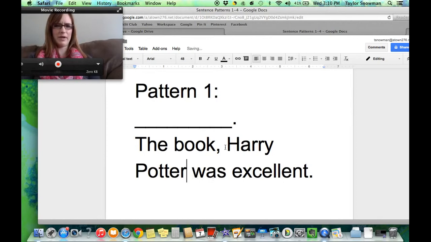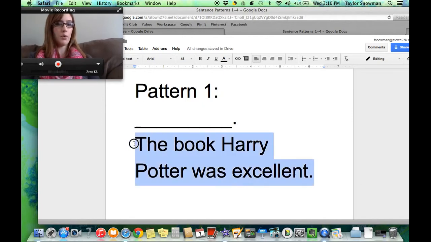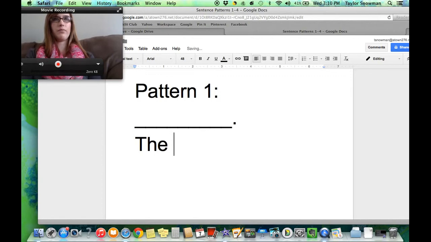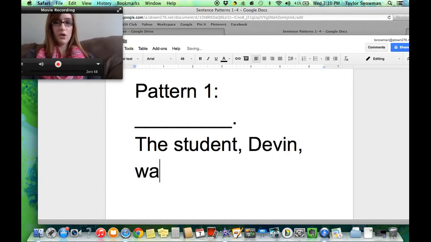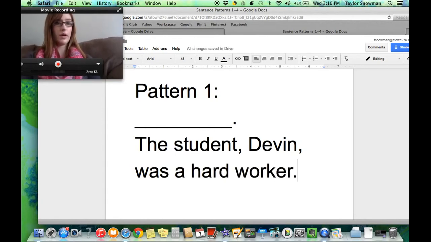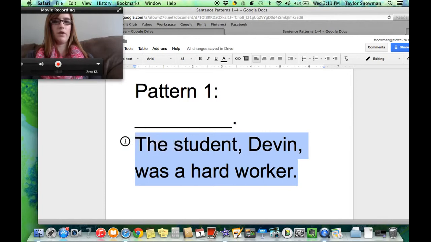So let's take them out and read it. It's really awkward. The book Harry Potter was excellent. You just read it through and it's a little more confusing than if you use the commas. So it's important in English grammar that you always put the commas there. So let's do one more and then we'll move on from pattern 1. The students, Devin, was a hard worker. Okay, so there is another example of pattern 1. Devin is omitted information because it's not necessary. So let's go ahead and move on from pattern 1.